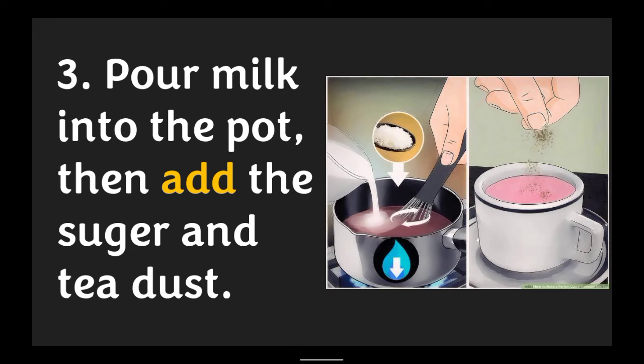Next sentence. Pour milk into the pot, then add the sugar and tea dust. Then it is the process of making tea. Mark the sentence. The whole sentence is a process of making tea. Pour milk into the pot, then add the sugar, and tea dust.